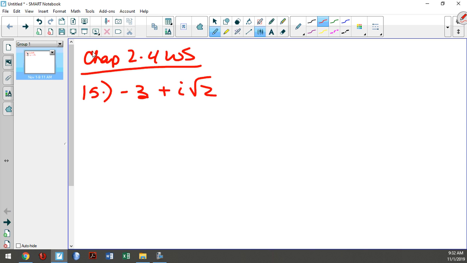Okay, the directions say write the complex conjugate of the complex number, then multiply the number by its complex conjugate. So my first question is, is -3 plus i square root of 2 simplified? In other words, is it a complex number with an i on the outside and there's no negatives underneath the radical? It is. So I'm immediately going to put parentheses around this, and then multiply it by its conjugate. What is the conjugate of -3 plus i square root of 2? -3 minus i square root of 2.